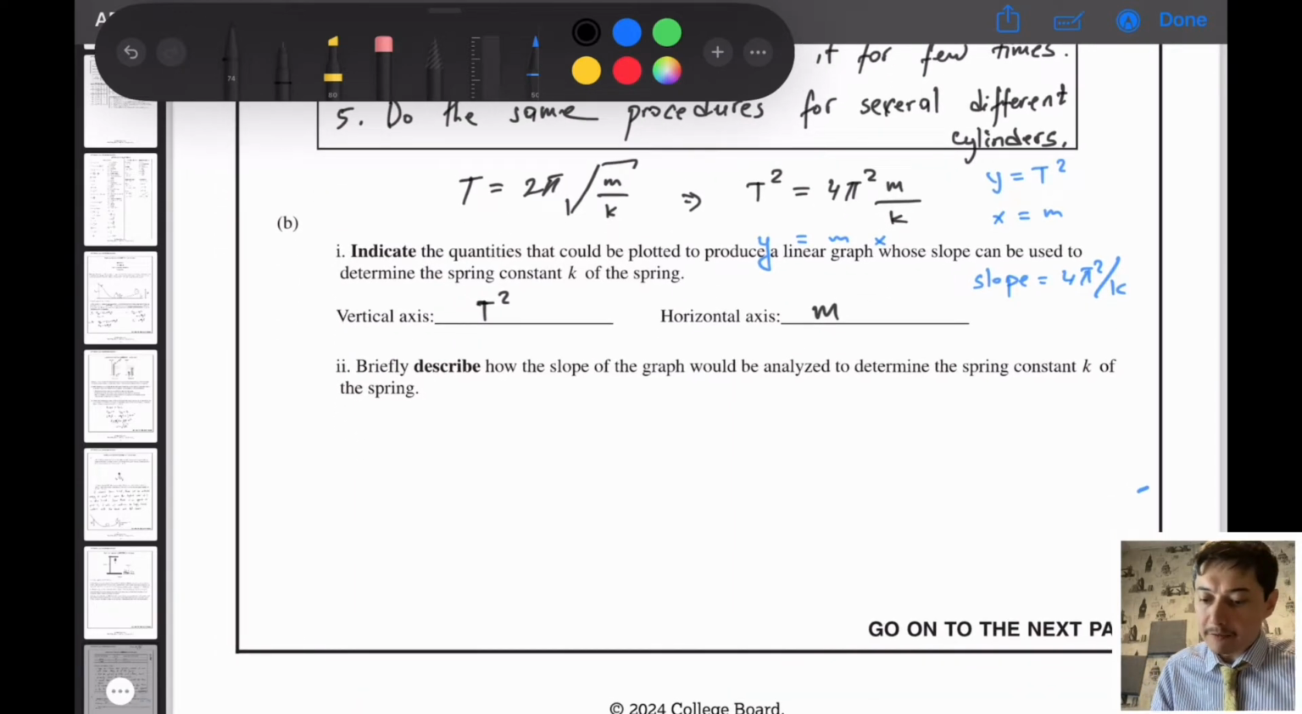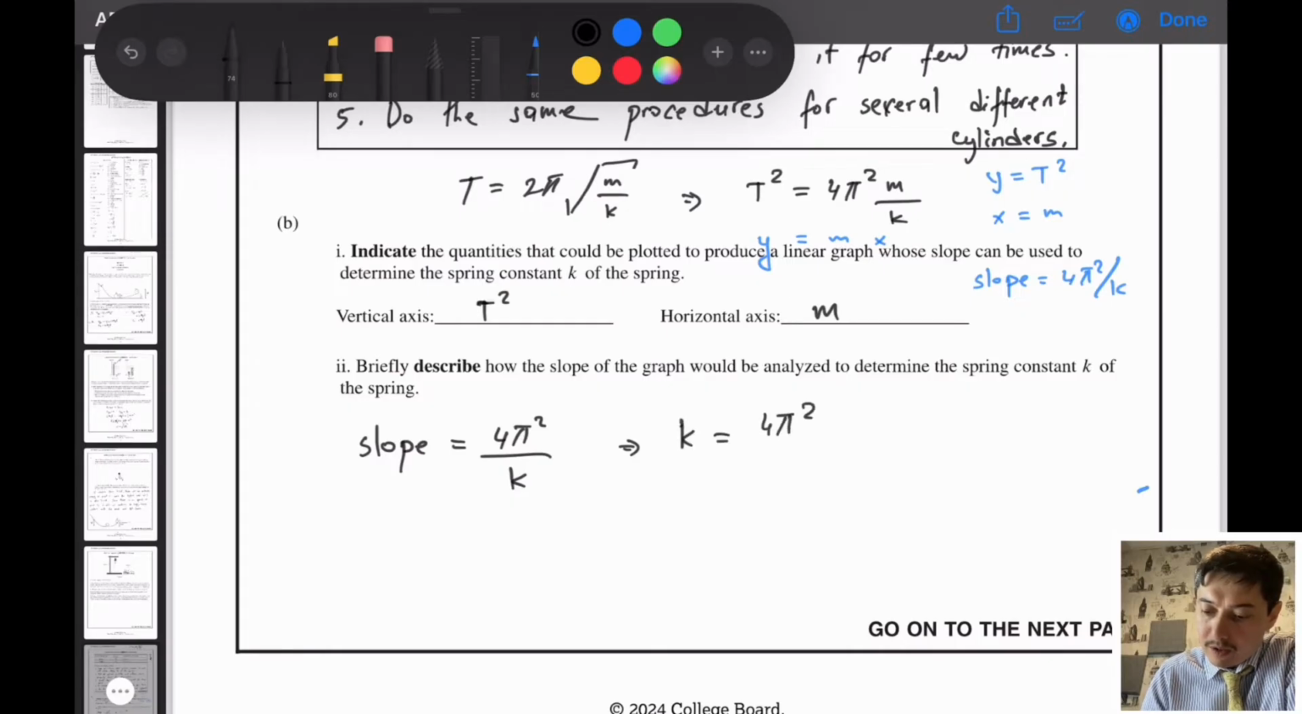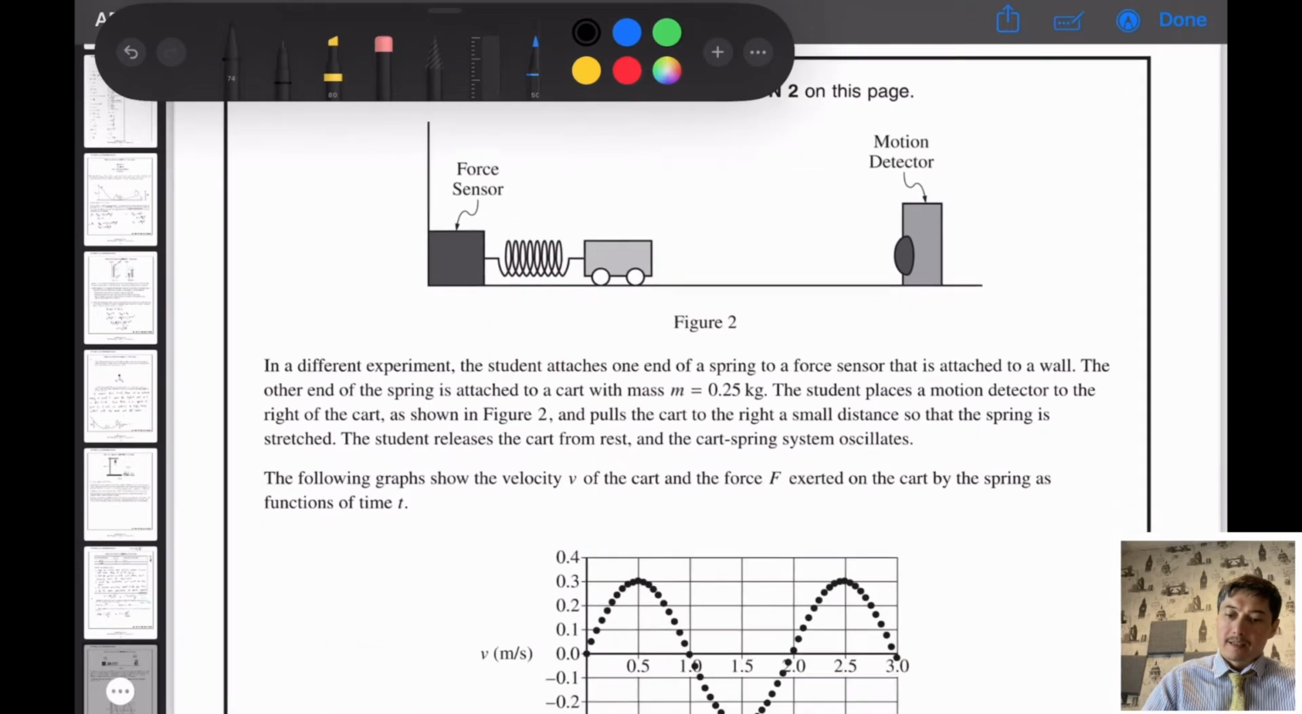Briefly describe how the slope of the graph would be analyzed to determine the spring constant k of the spring. So according to our quantities, the slope is going to be equal to 4 pi squared divided by k. So the spring constant k is going to be 4 pi squared divided by slope. Next question.